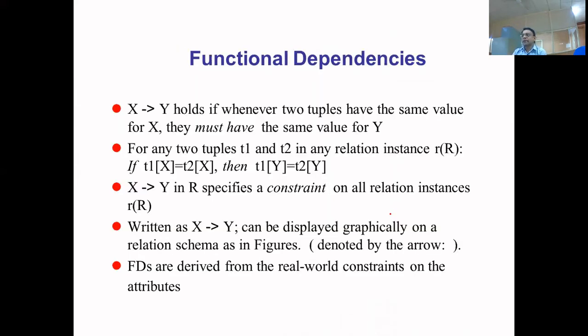This functional dependency holds if two tuples have the same value for X, then they must also have the same value for Y. The condition says that on a relation state r of R, if we have t1[X] equal to t2[X], then we must also have t1[Y] equal to t2[Y]. So this functional dependency is a constraint on relation state r of R.